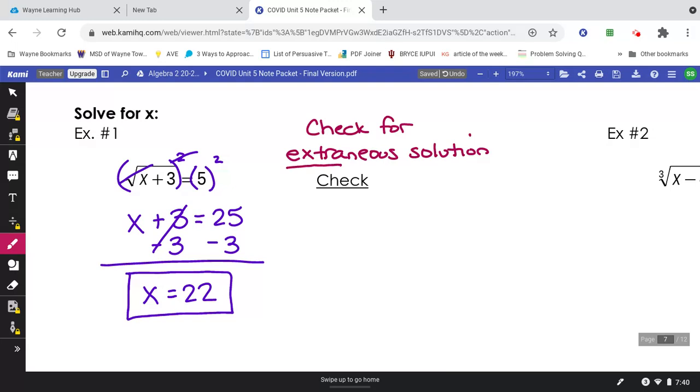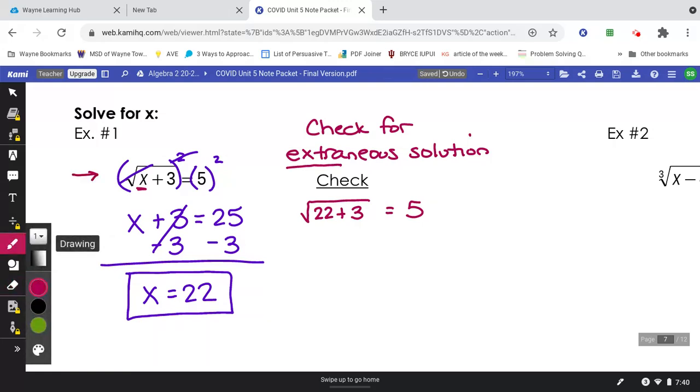So what you would do is you would plug 22 in for the original problem right here in the x. 22 plus 3, and we have to make sure it gets us back to 5. Now you don't want to go any further into the equation, like you don't want to be writing this step down when you check it. You need to be writing down this very first step, the original problem.